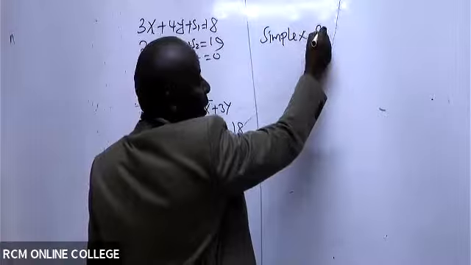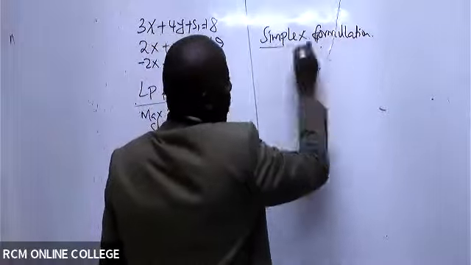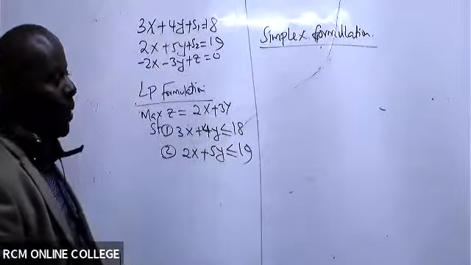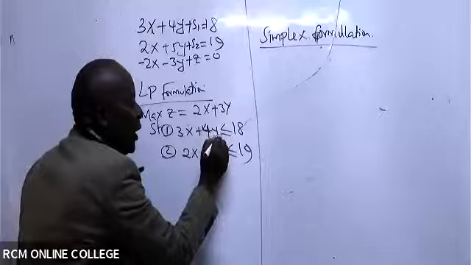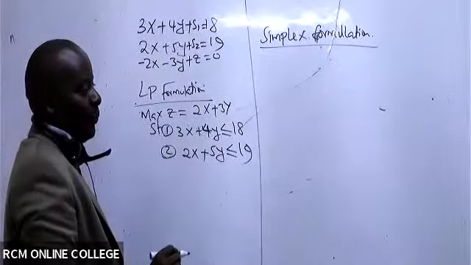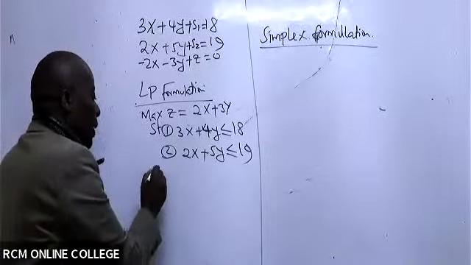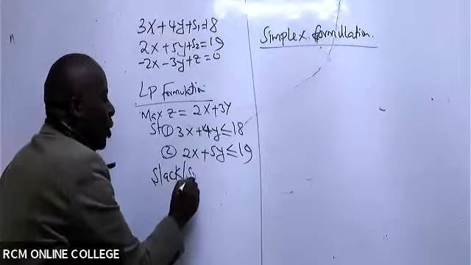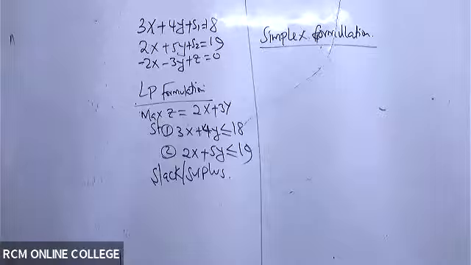A simplex formulation. In a simplex formulation, you shall get rid of the inequalities. How do you get rid of the inequalities? In this case, you incorporate what we call the slack stroke surplus variables.